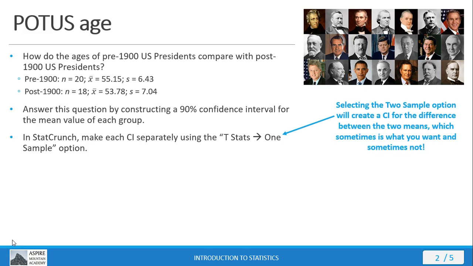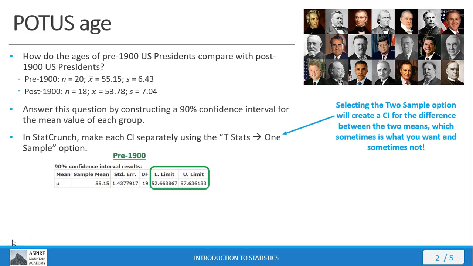If you select the two sample option, it's going to create one confidence interval for the difference between the two means. And what we want to do is make a confidence interval on the mean for each group and then compare those two values against one another. So we don't want the two sample option, we want the one sample option, even though we're looking at two different samples.